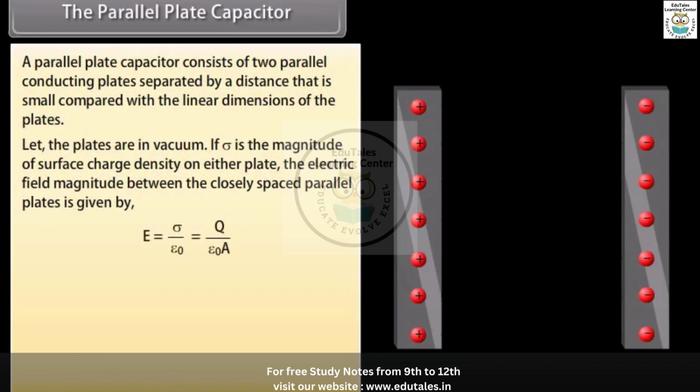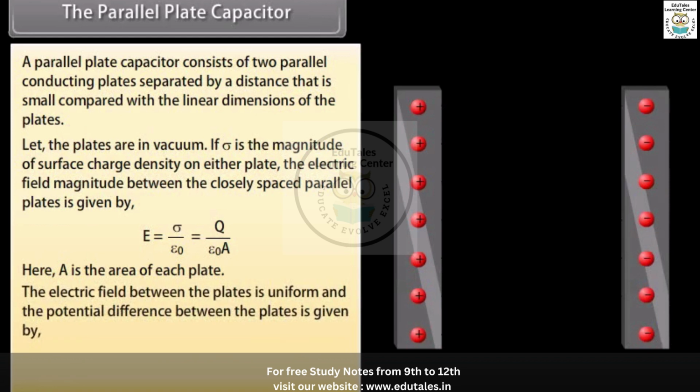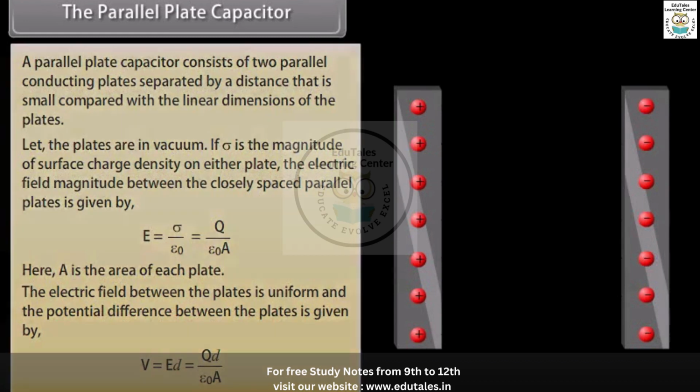but sigma is equal to Q by A. Put the value of sigma in the above equation. We get E is equal to Q divided by epsilon naught A. Here, A is the area of each plate. The electric field between the plates is uniform and the potential difference between the plates is given by E times d, which is equal to Qd upon epsilon naught A.